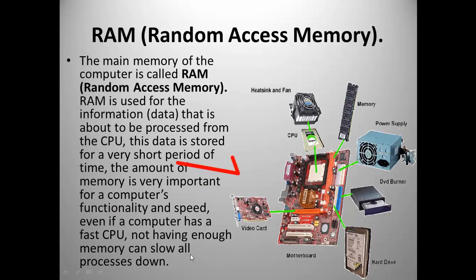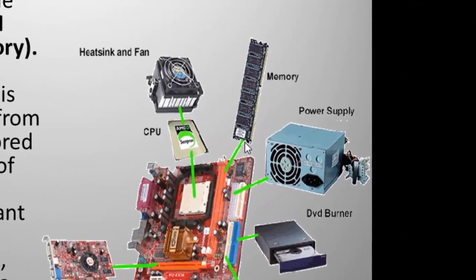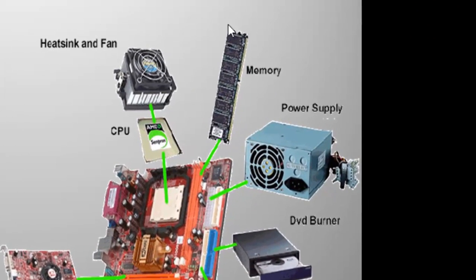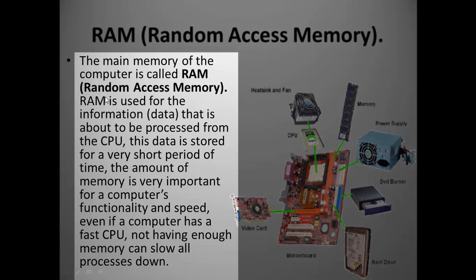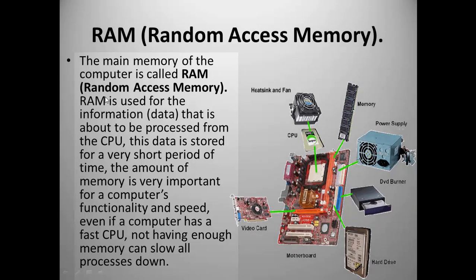Next, RAM or random access memory, which is this guy over here. It's just a long chip that looks exactly like this one. It just has more tiny chips connected to it, as you can see. All right, so what is the RAM anyway? The main memory of a computer is called RAM or random access memory. RAM is used for the information or data that is about to be processed by the CPU. This data is stored for a very short period of time. The amount of memory is very important for the computer's functionality and speed.